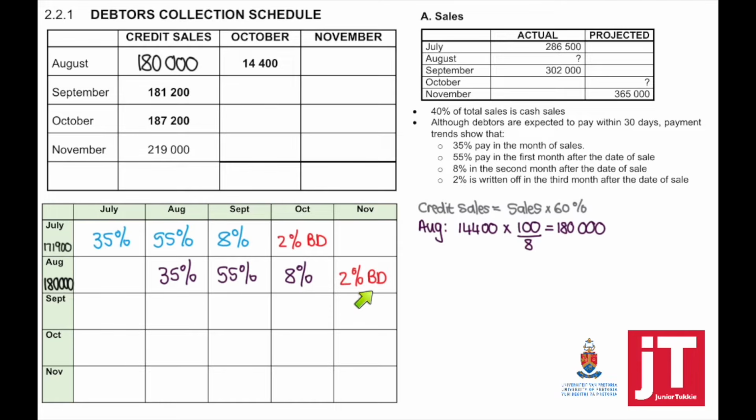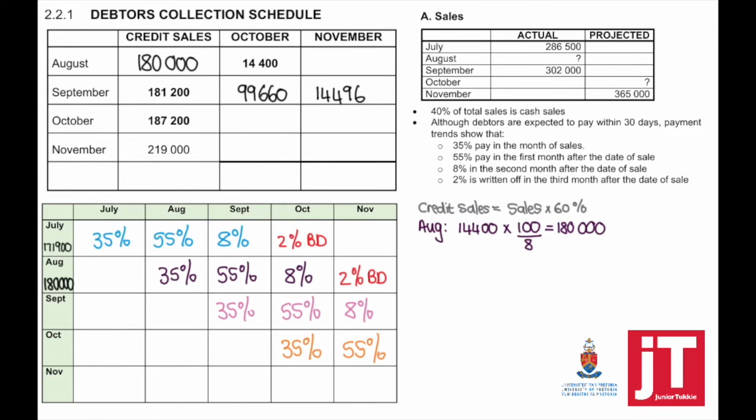In November, 2% is written off as bad debts. That will appear in your projected income statement. For September, 35% in the same month, October 55%, November 8%. So for my debtors collection, we're going to take the credit sales times 55%, the credit sales times 8%.